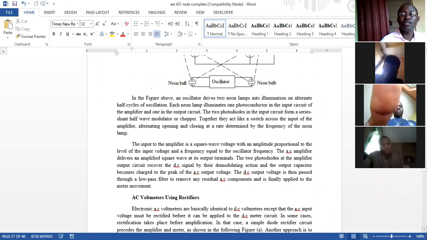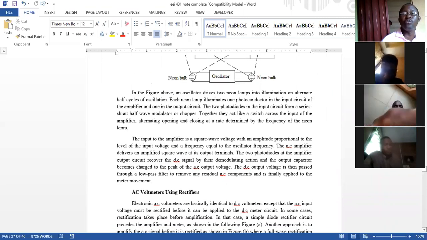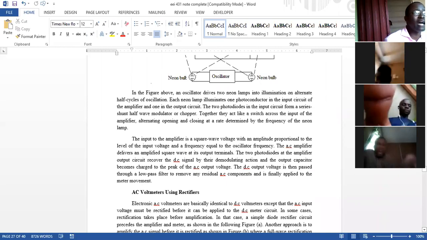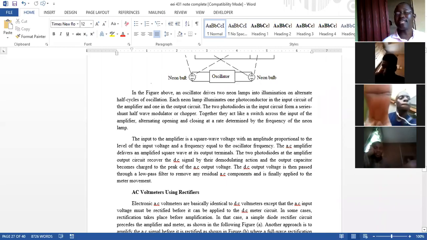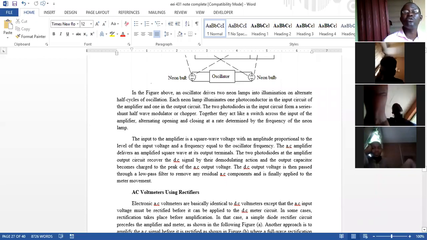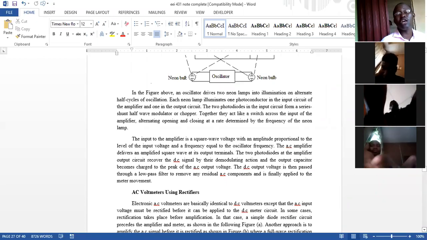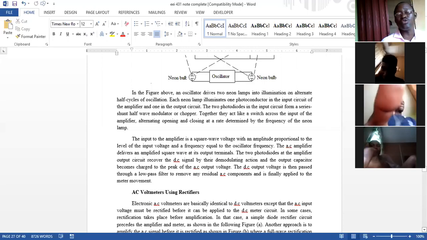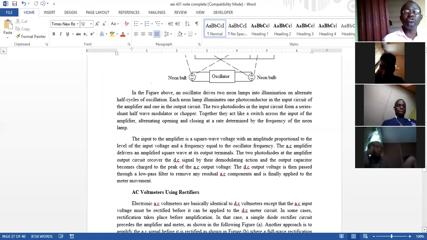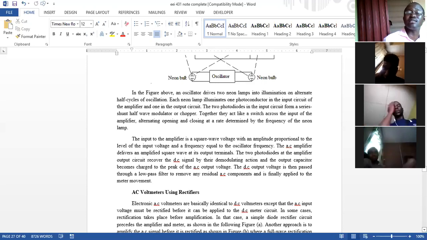Now, if you look at the screen again, I've come back to the notes. We see an oscillator that is driving two neon lamps into illumination on alternate half cycles of oscillation. The oscillator is driving them into alternate half cycles of oscillation, meaning that in one half cycle, they will be turned on. In another half cycle, they will turn off. And that is how that photodiode can actually convert the DC signal into AC, because it's going to work on, off, on, off. And likewise, the one at the output is going to convert the signal back to DC using a reverse process.